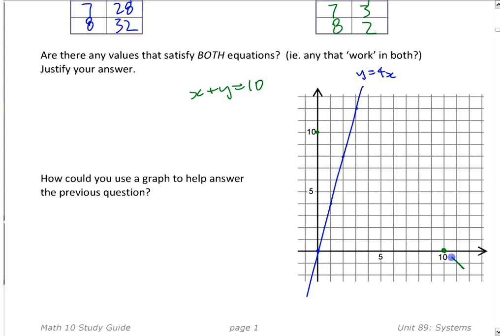If I draw this line here, what do you notice about the graph? So this is each equation here. This was x plus y equals 10. And the other one's y equals 4x. What do you notice about the graph? What's an important point on there? What's significant about this point right here? First of all, what are the coordinates of that point? 2, 8. That's called the intersection point.